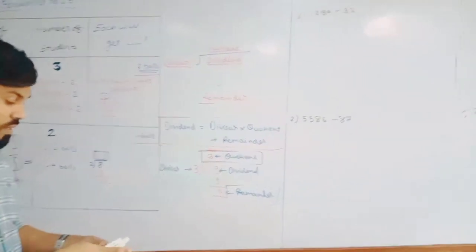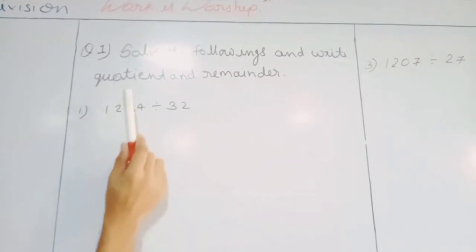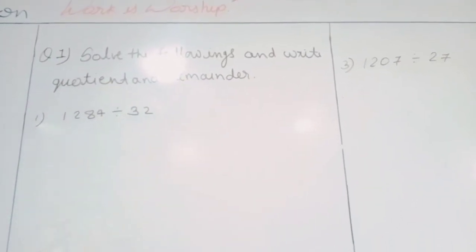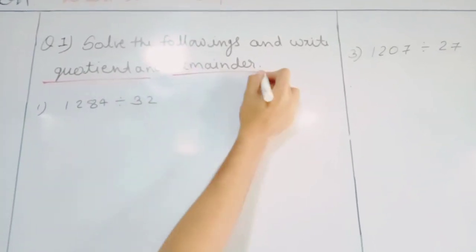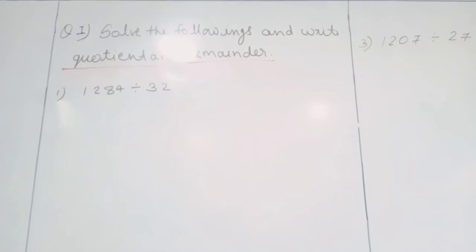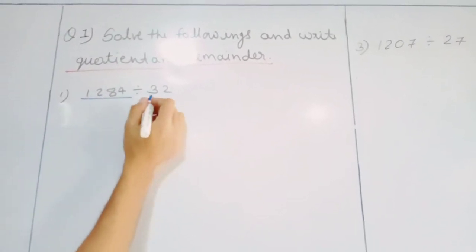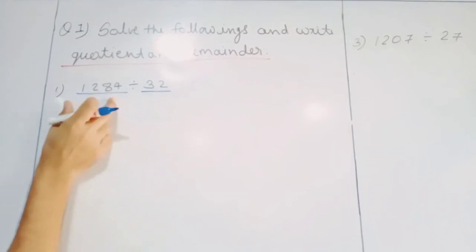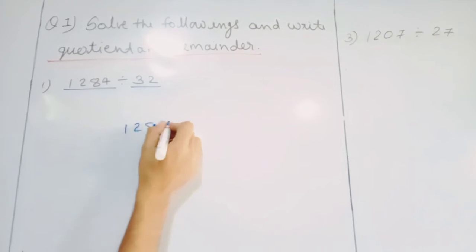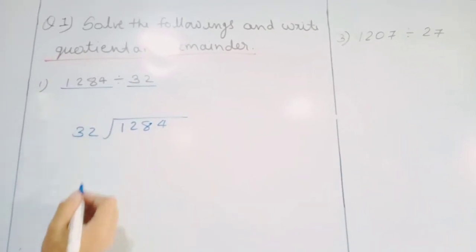So let's start our problem set number 15. Question number 1: solve the following and write the quotients and remainder. Here we have to write two things, quotients and remainders. You can see here we have 1284 divided by 32. So here 1284 is the dividend, and this 32 is the divisor.